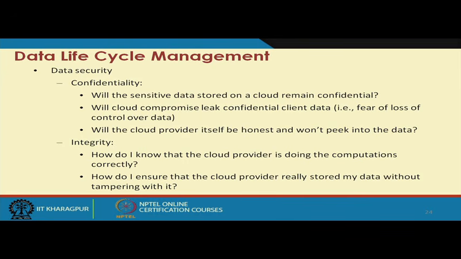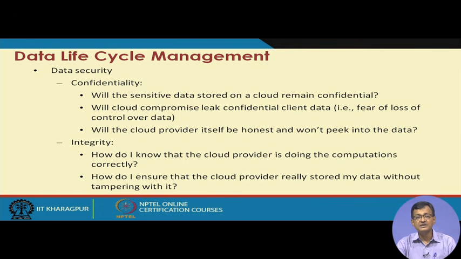Another aspect is integrity. How do I know that the cloud provider is doing computations correctly? I push my data, it is processed, and I expect a result out of it. How do I ensure that a cloud provider really stored my data without tampering with it?